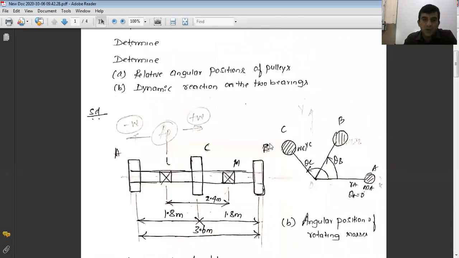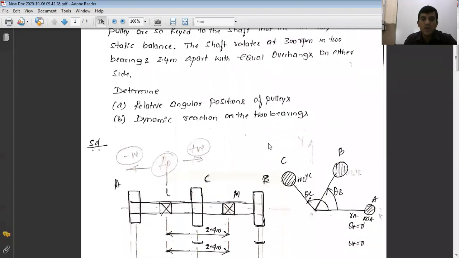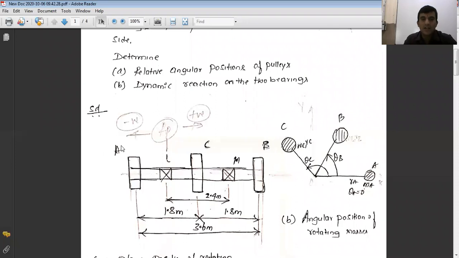Now compare this problem with the previous problem: the angular position is not given, right? Then how do you calculate the angular position? I take A as plane A, meaning the whole mass of pulley A is located at plane A. Any one pulley you consider is located in the horizontal direction, along the x-axis. Draw the x and y axes, the intersection is called O. Along the x-axis, any mass you consider. Here I assume MA is located along the x-axis, with RA, and we know that theta A becomes zero degree.